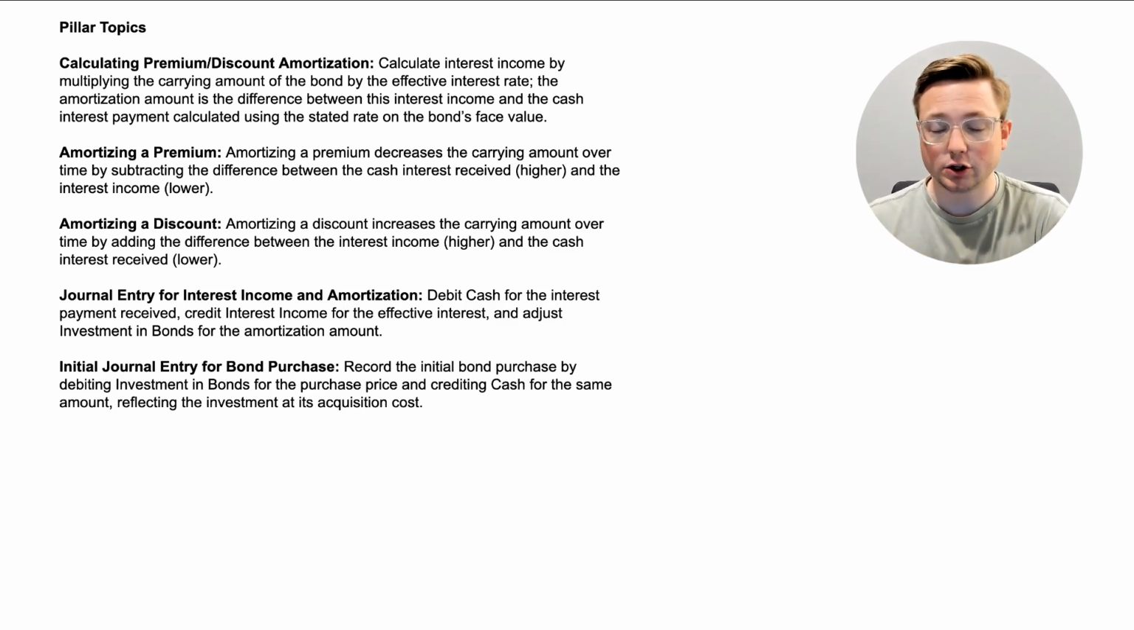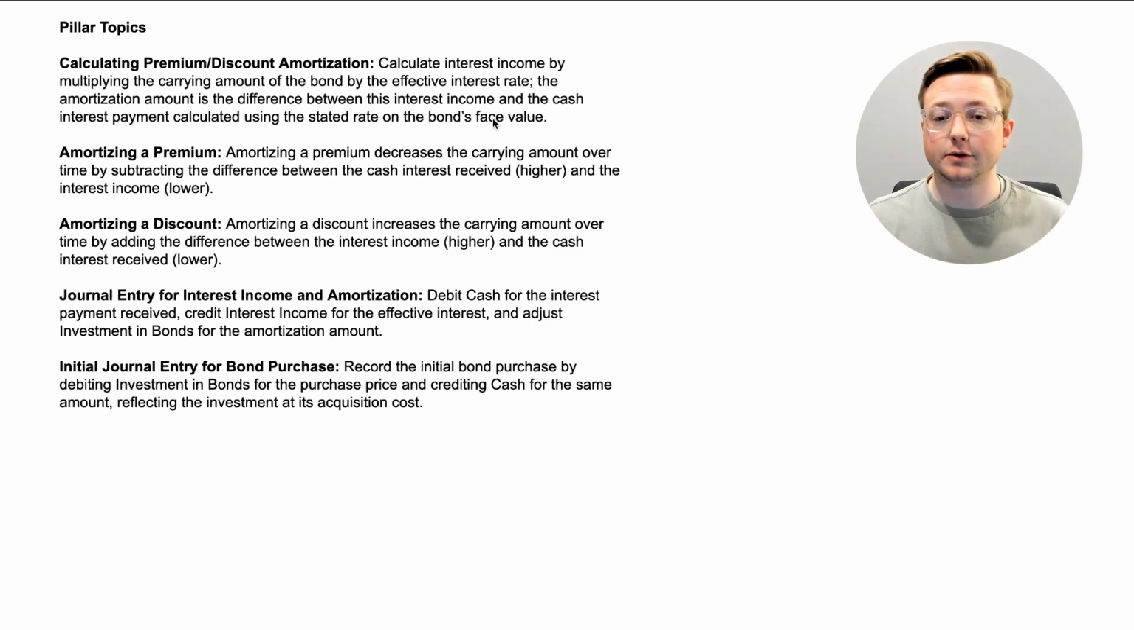What is the effective interest rate? That is the market rate. The amortization amount is the difference between this interest income that we just calculated and the cash interest payment, which is calculated using the stated rate on the bond's face value. Now, again, if you paid attention, this cash interest payment, since it's on the stated rate and the bond's face value, is not going to change each time at the end of each period when you're receiving the payment. That's going to stay the same.